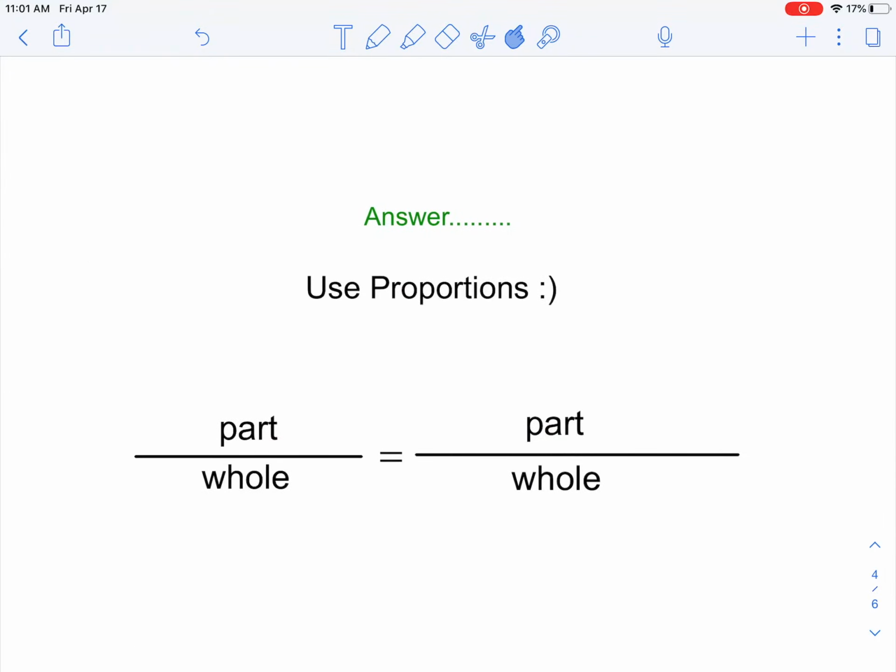Our answer to that question is to use proportions. So part over whole equals part over whole. We're going to be dealing with proportions a lot over the next couple of days.